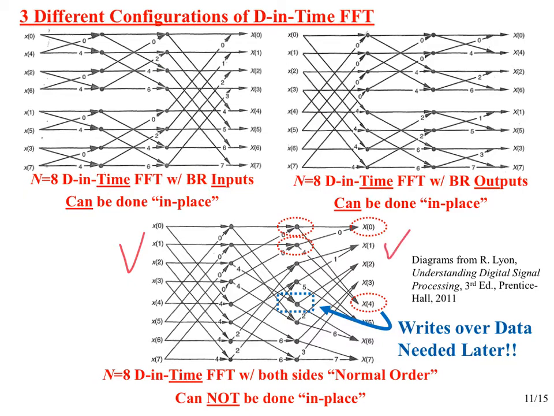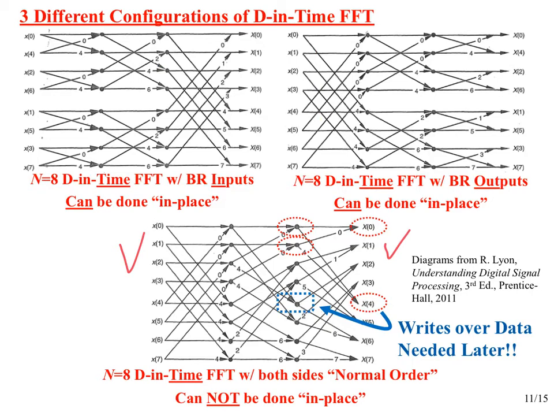And so someone might decide that, well, I don't like having to do this extra step of bit reversal, whether it's on the input or on the output. I want to try to reconfigure this in a way that lets me have in order or normal order on both sides. And what is the price to pay for that?